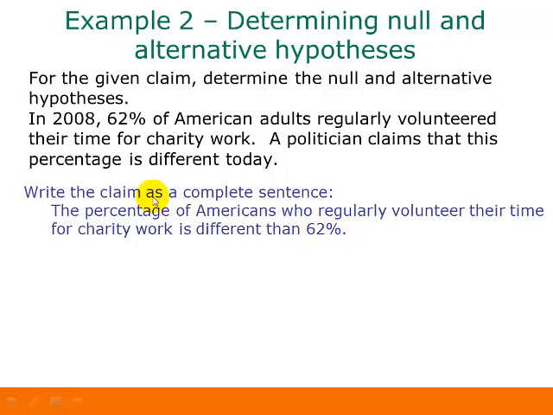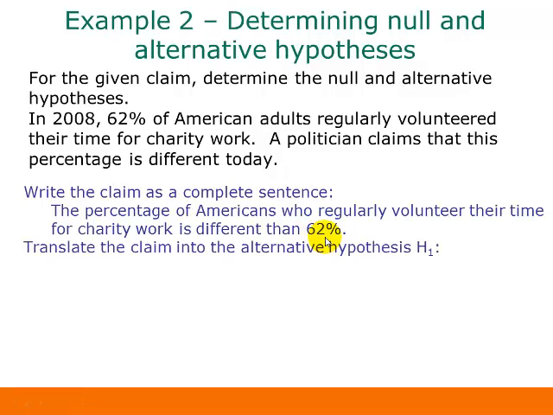Again, it's important to write enough in this claim so that you know what we were talking about in the beginning. So you need to include what our percentage is measuring in this case, and that is the percentage of Americans who regularly volunteer their time for charity work, because we'll use this information later on in our hypothesis test. You also need to include wording that will allow you to talk about a proportion or a mean, and you need to include the value that's listed in the claim.